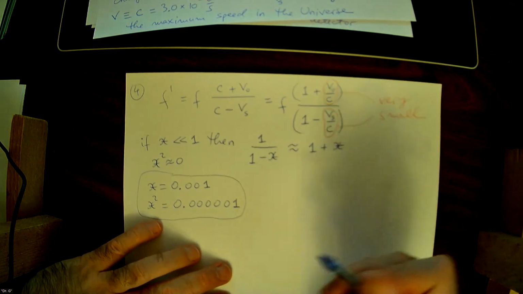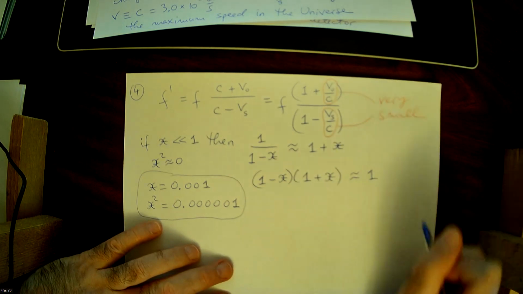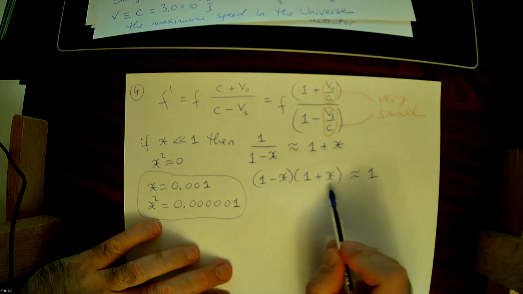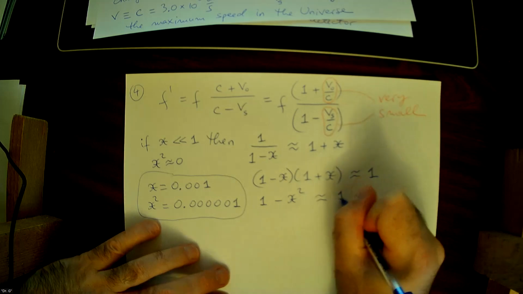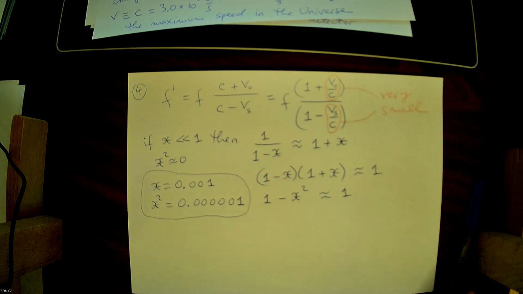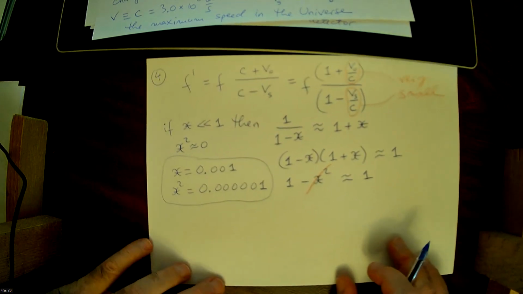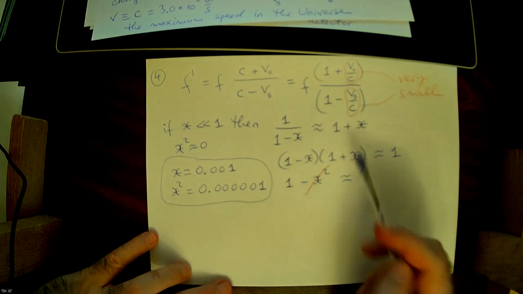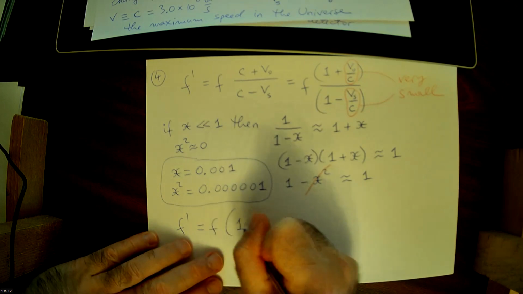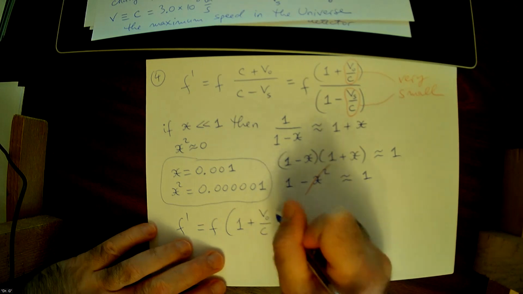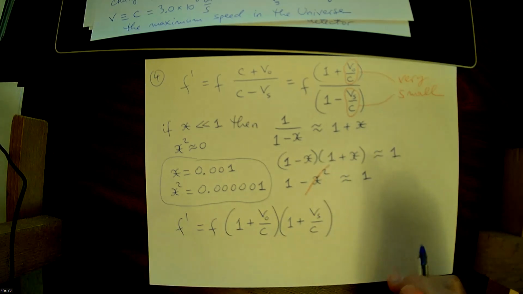Okay, that's the idea. And this approximation is equivalent to this approximation: 1 minus x times 1 plus x is approximately equal to 1. Well, I know what this is. This is 1 minus x squared is approximately equal to 1, which indeed is true because x squared is about 0 and we cancel it. Okay, so if we use this approximation, the formula here becomes f prime is equal to f times 1 plus v_o over c times 1 plus v_s over c.